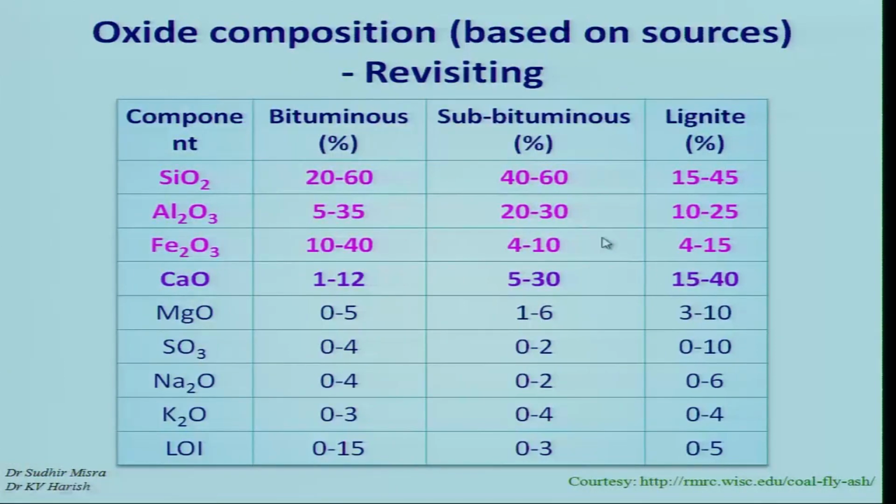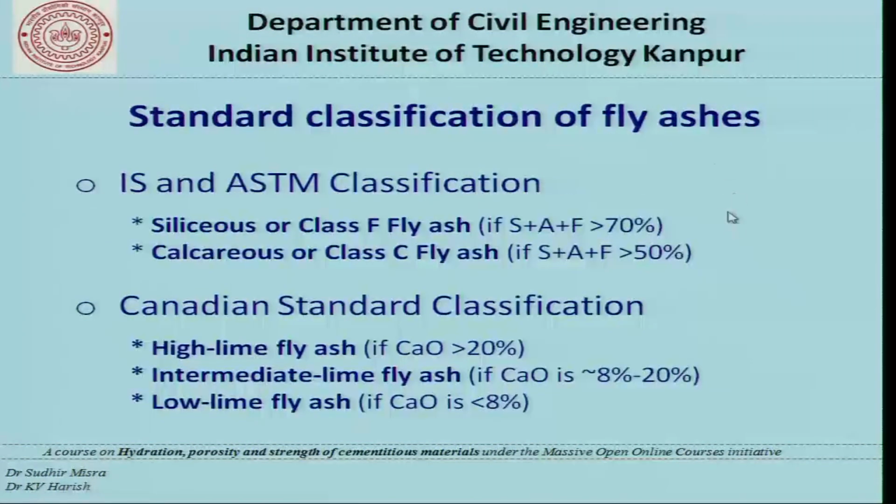So, largely what we can understand is that bituminous sources of fly ash would typically be class F fly ash, or in other words siliceous fly ash. In the case of lignitic, it will be largely class C fly ash, or in other words calcareous fly ash. That is one classification which is very popular, but a difference between the IS and ASTM classification also exists, in the sense that in addition to S plus A plus F content, IS also specifies a minimum amount of silicon dioxide content for each of these fly ashes. That we will see at the next level.